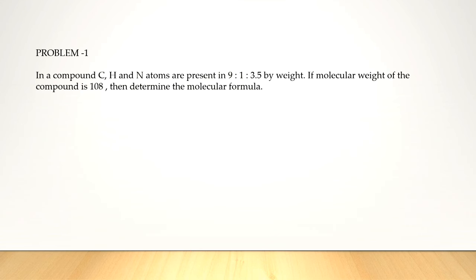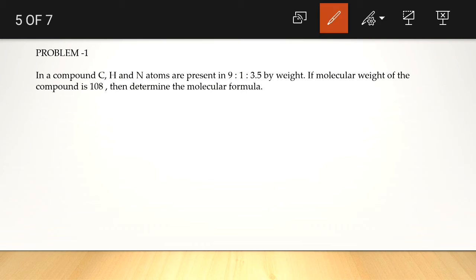Now coming to the problem, then it will be more clear to you. So what does it tell? In a compound, carbon, hydrogen and nitrogen atoms are present in the ratio 9:1:3.5 by weight. If the molecular weight of the compound is 108, then determine the molecular formula. So how to determine the molecular formula? The relative ratio of weight of carbon, hydrogen and nitrogen is 9:1:3.5.